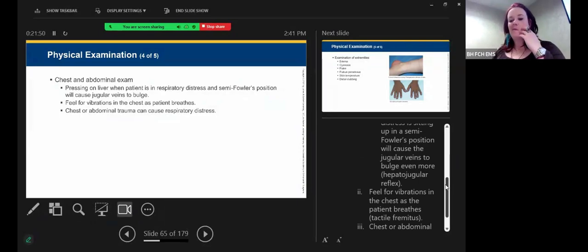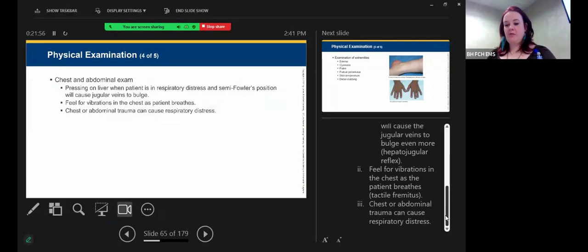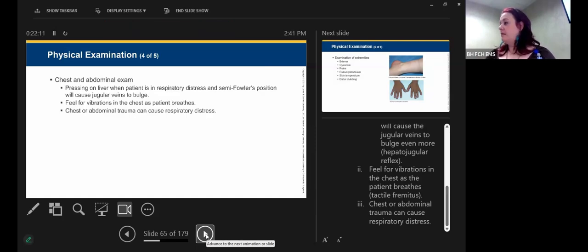It says feel for vibrations in the chest as the patient breathes. Chest or abdominal trauma can cause respiratory distress. So it's basically, I would say, if you're looking for a liver injury, if you're pressing on the liver and it pops, that's a sign. Why would we want to press on the liver is what I'm trying to get at. To see if there's injury to it.